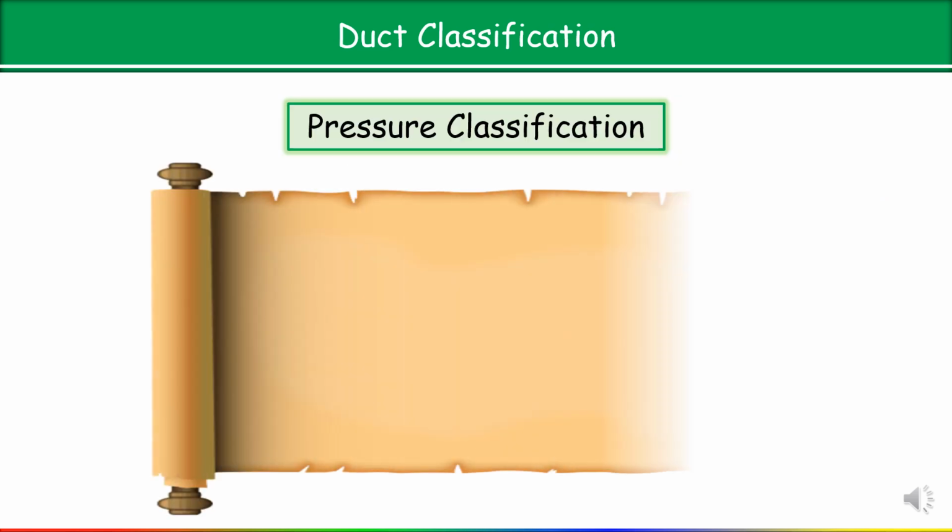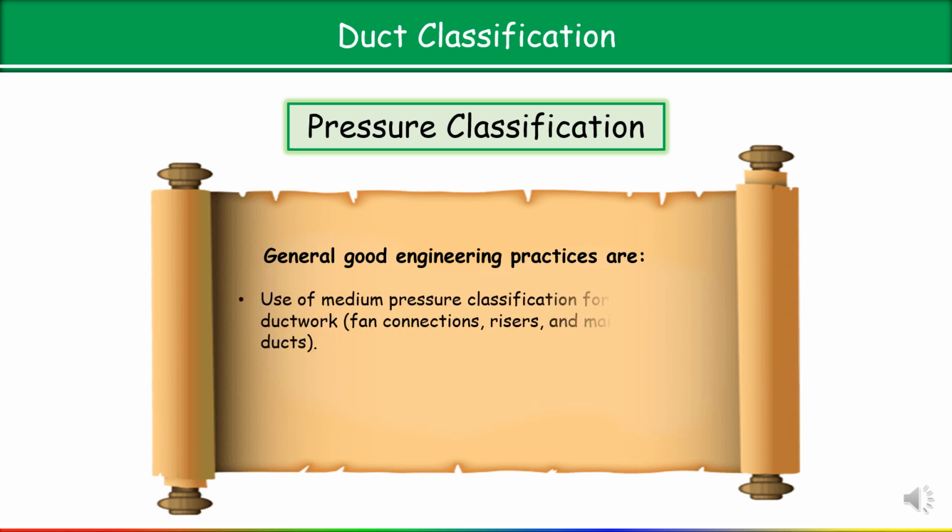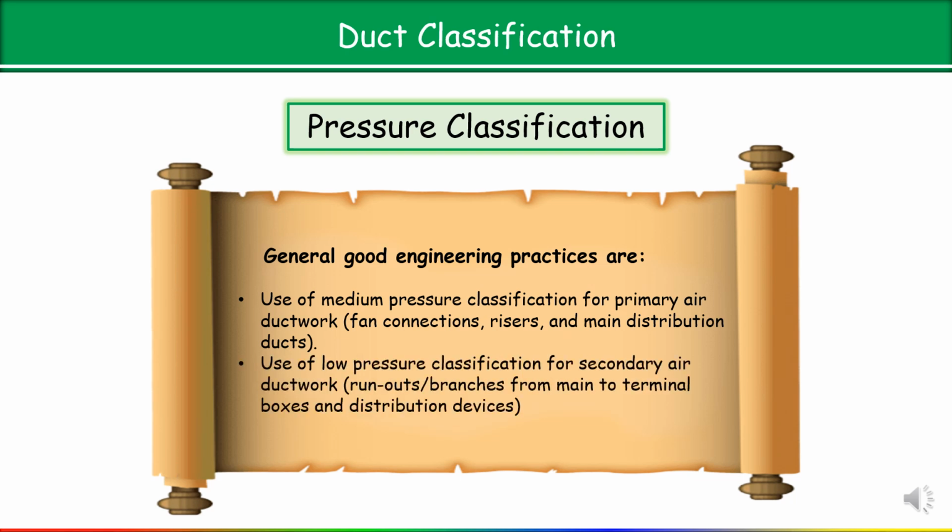Here some important points are given. As per general good engineering practice, use medium pressure classification for primary air ductwork, fan connections, risers and main distribution ducts, and use low pressure classification for secondary air ductwork like runouts or branches from main to terminal boxes and distribution devices. It is given here where you have to use the low pressure classification and medium pressure classification.